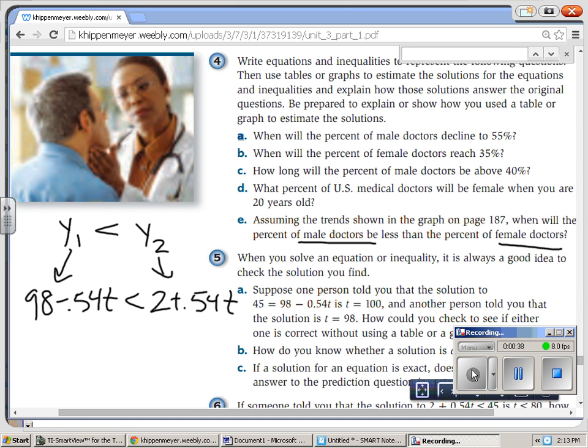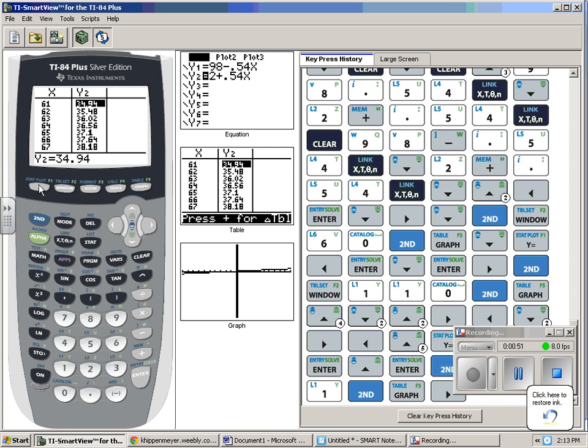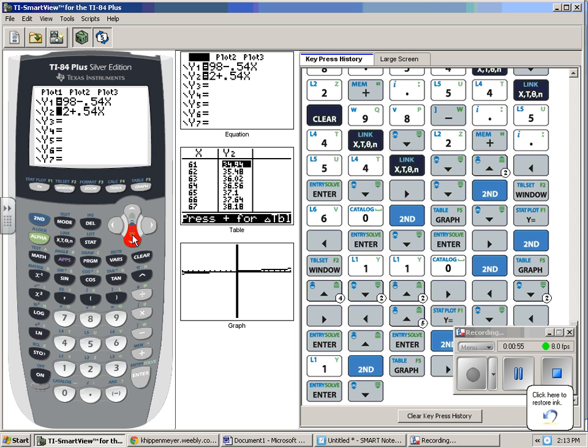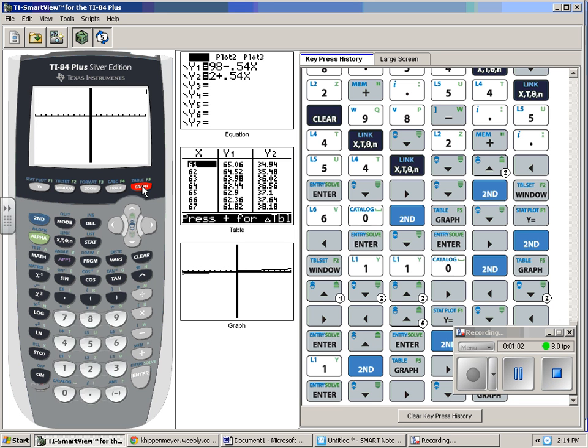The important piece here is that you, first of all, figure out when they are equal, and then you can figure out from there when the percentage of male doctors will be less than the percentage of female doctors. We're going to use our calculator to find the point of intersection. So we are going to first graph it to make sure we can see both of them on our screen.